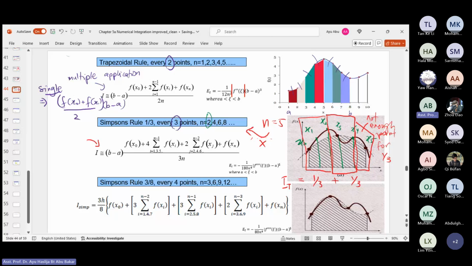Even with 3/8, it doesn't work as well. Let's say 3/8, we need minimally 4 points. So 1, 2, 3, 4. This one works with 3/8. Left only 1, 2, 3. So this one doesn't work with 3/8. Cannot use 3/8. So that's why n=5 also doesn't appear in the 3/8.